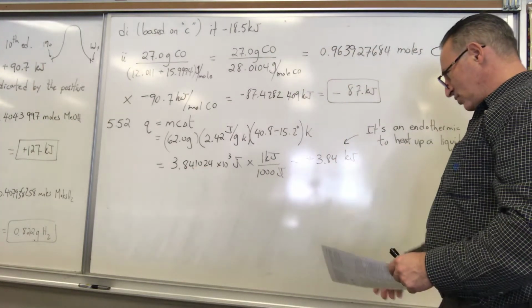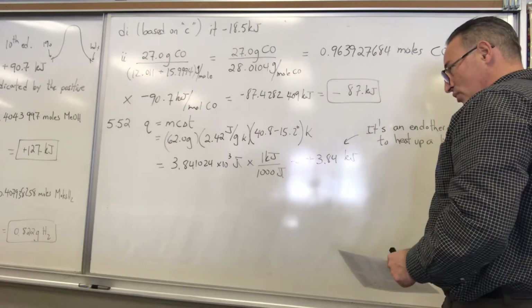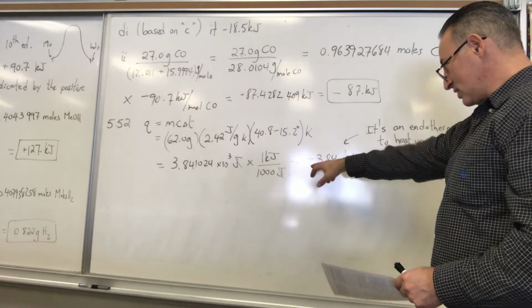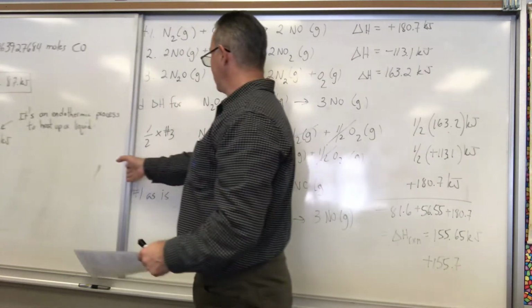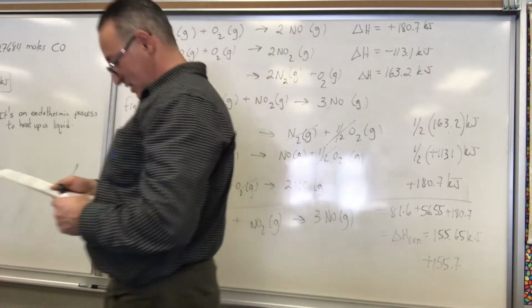Converted to kilojoules, you get 3.84 kilojoules. It's endothermic, meaning you got to put energy into it. That's why it's got a positive sign. Question 64.